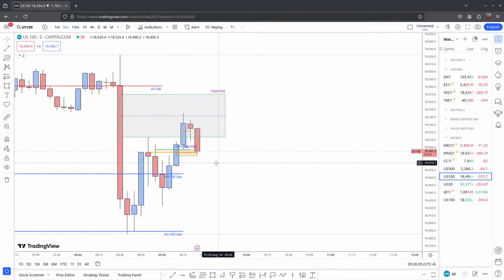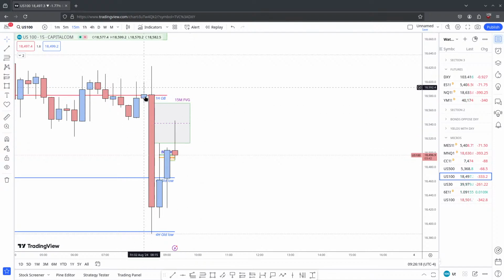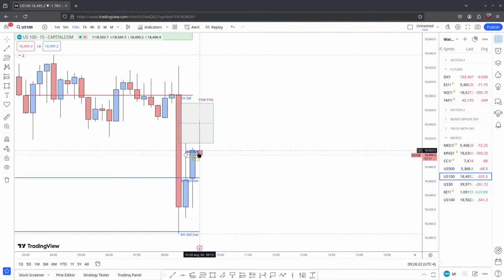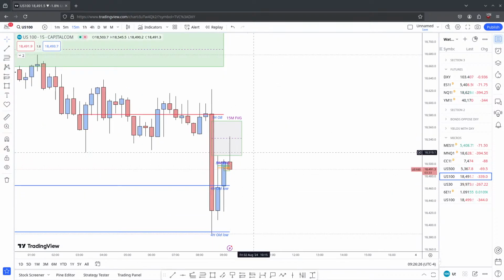Just to go back up here, we have this whole string of order blocks. And on the 15, we have this fair value gap here. Look at how we rejected that, though. We really rejected off of that. Keep in mind that higher time frames did still suggest lower prices. So that's something that has to stay in the back of your mind this whole time.